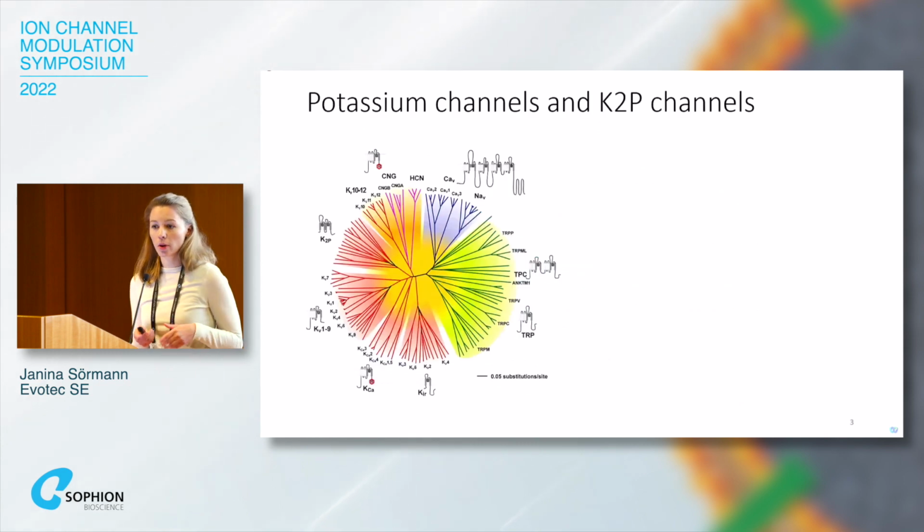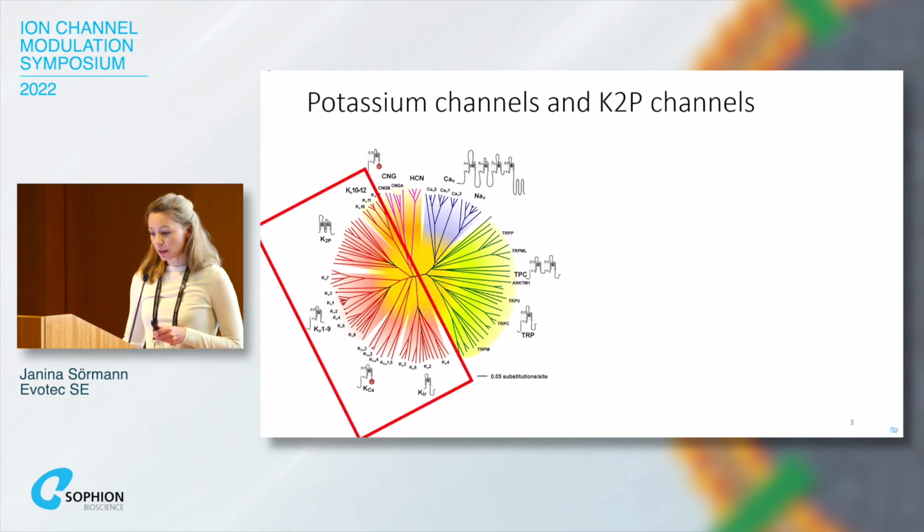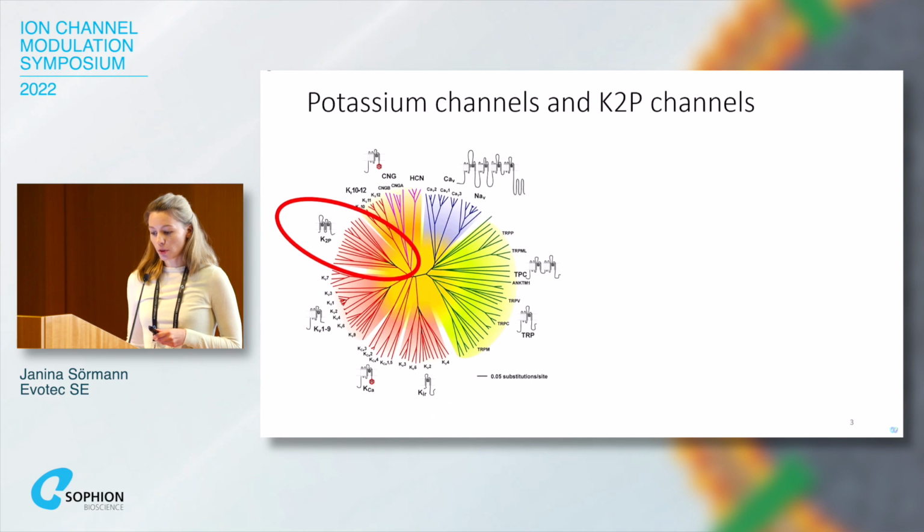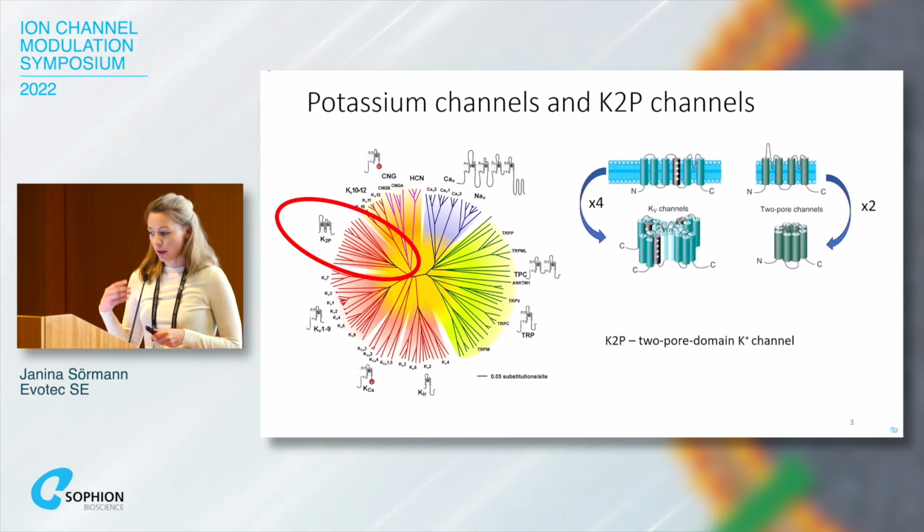As you all know, there are many different ion channels in the human body, and most of them are structurally related. The biggest class are the potassium selective ion channels, and in the TACA group, our research was focused on the K2P channels, the two pore domain channels. In potassium channels, you usually have 4 subunits coming together forming one functional pore, whereas in K2P channels, only 2 subunits are needed to form a functional channel.